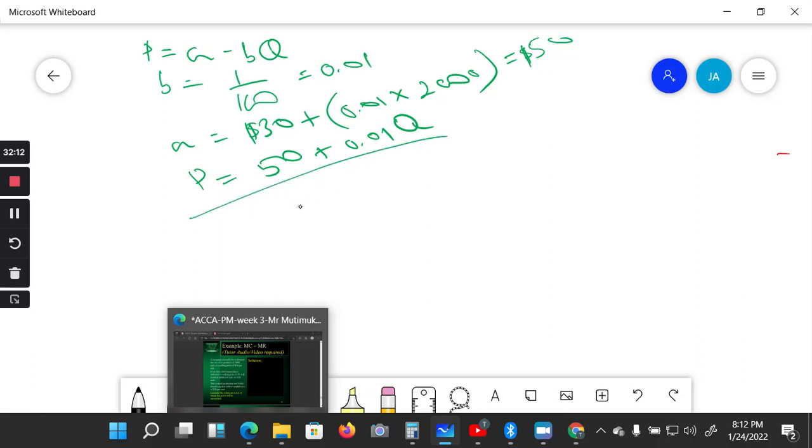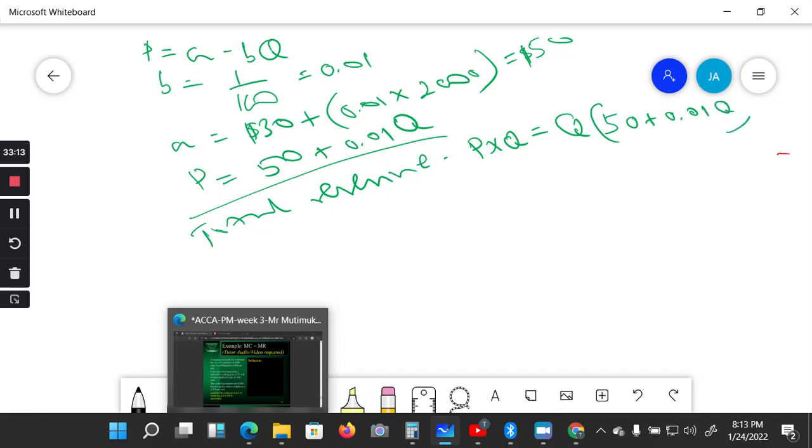Then we move a step further and ask, what is the total revenue? The total revenue should be P multiplied by the quantity demanded. P multiplied by the quantity demanded is going to give us the quantity multiplied by 50 plus 0.01Q.